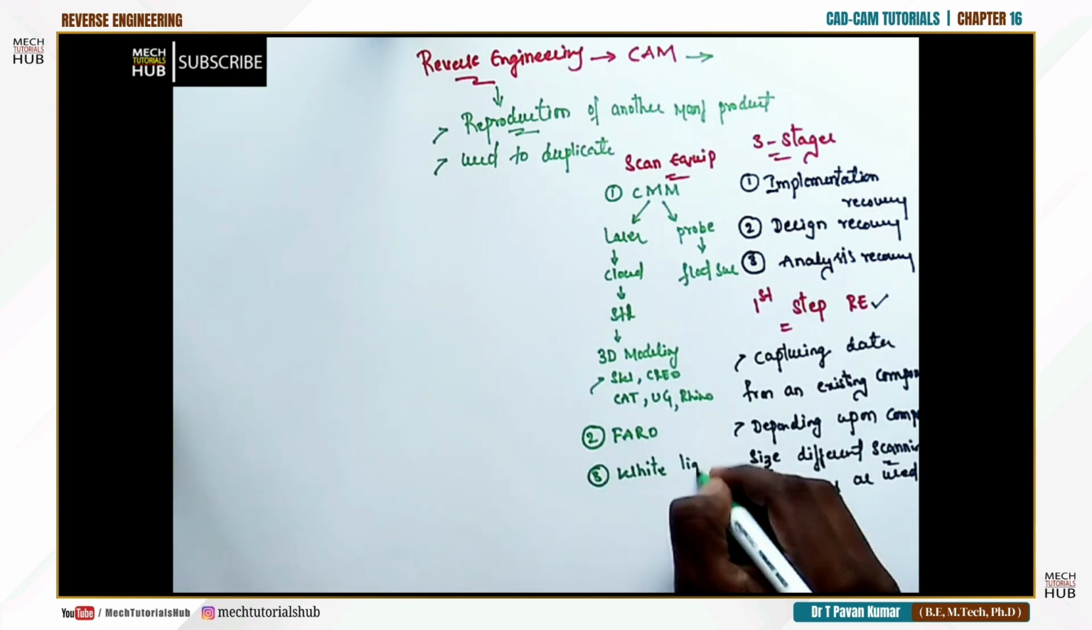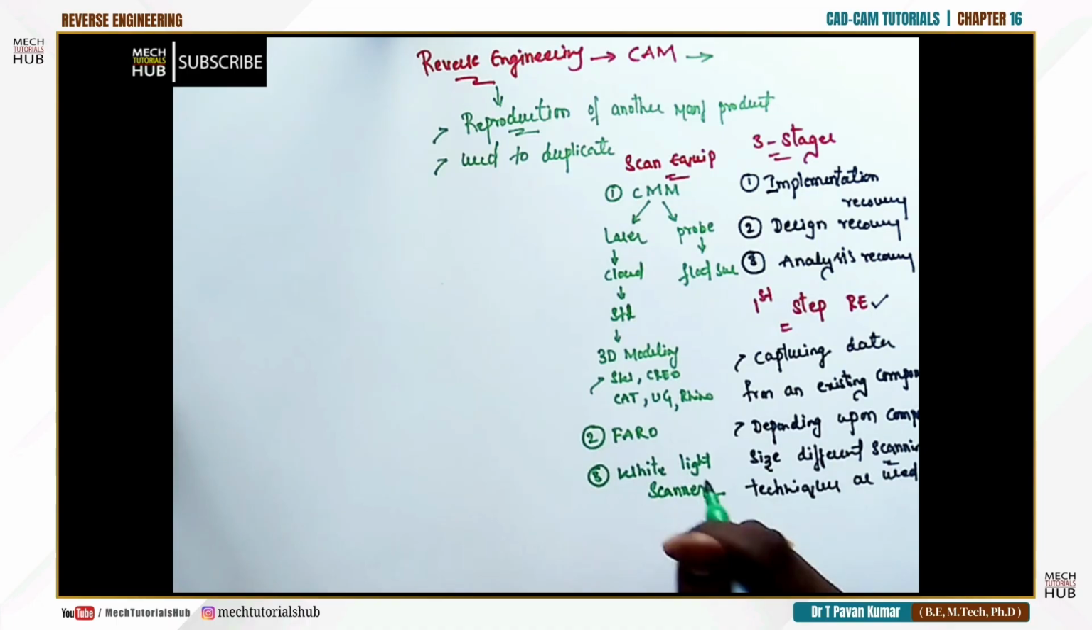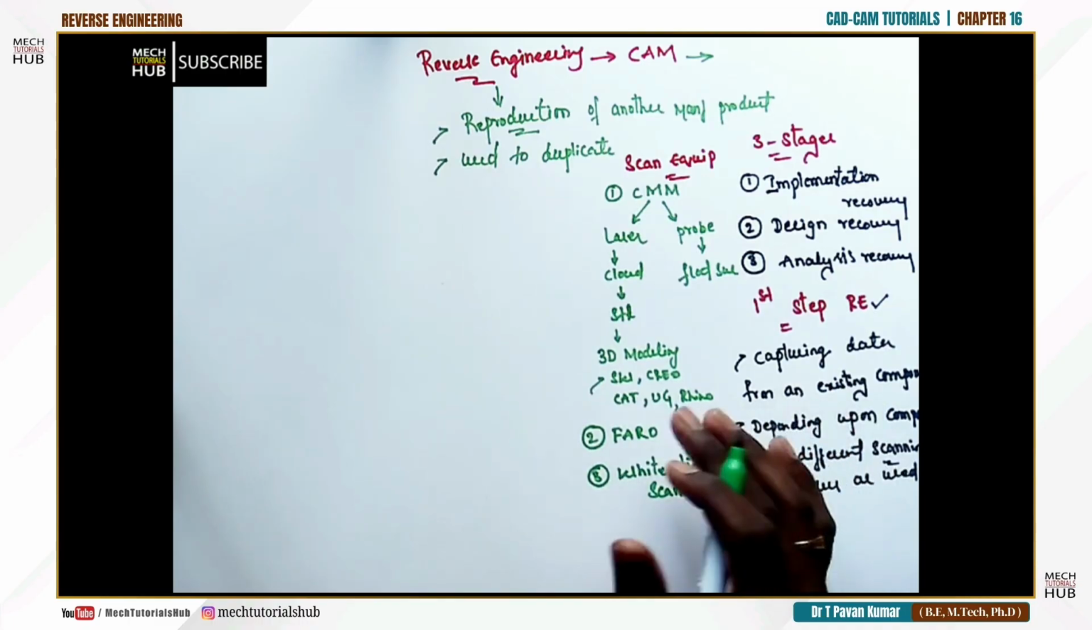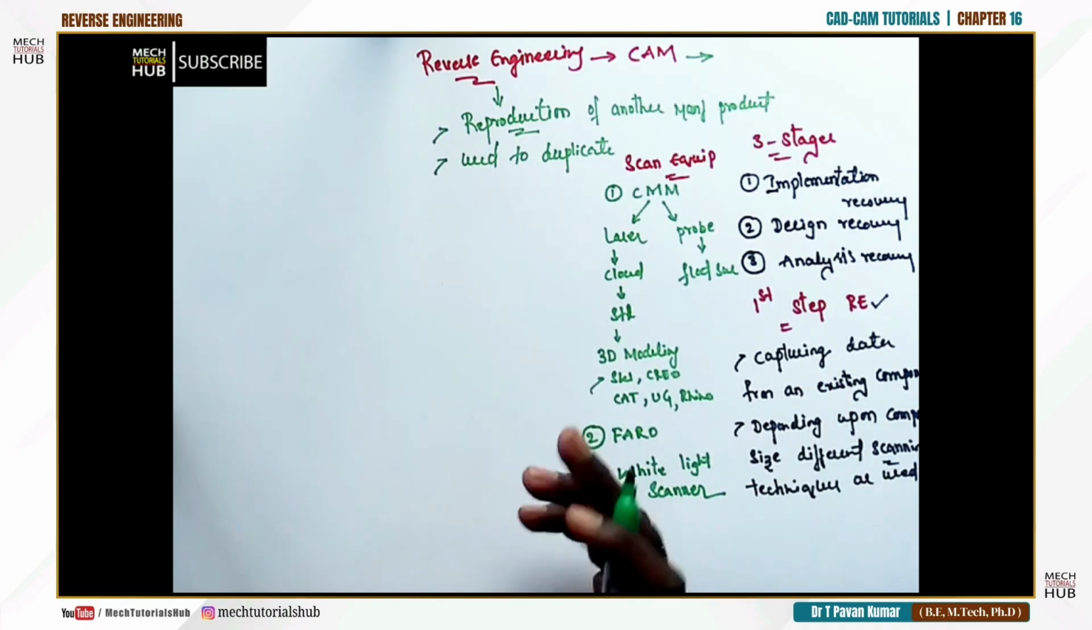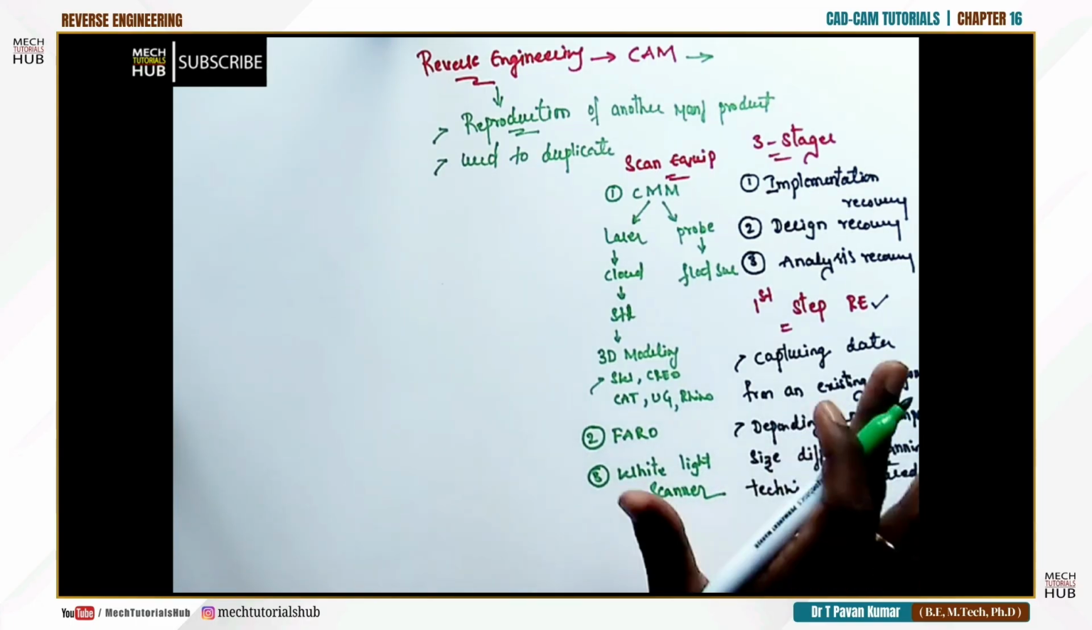Thirdly, the white light scanner. Now these two, CMM and Faro, can be used in any conditions, for example under room temperature or outside the room. If you have very bright light or dark light, that can be performed. Whereas the white light scanner is completely different. You can scan the model under a dark room only.